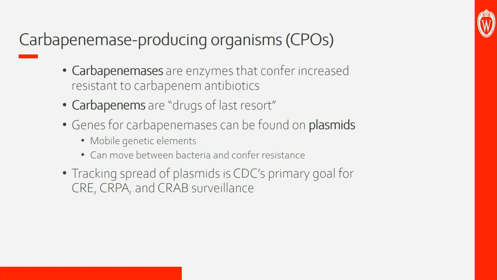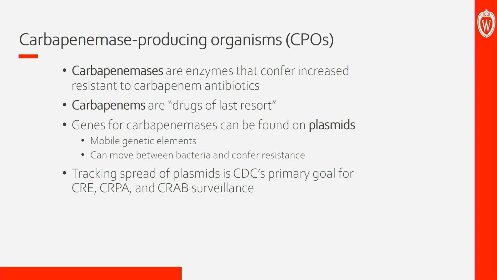And so for those first 3, the carbapenem-resistant organisms, we are specifically looking for carbapenemase-producing organisms, CPOs. So carbapenemases are enzymes that these bacteria can have. They confer increased resistance to carbapenem antibiotics, which are considered drugs of last resort. And so if these are resistant to carbapenems, they tend to be resistant to other, especially beta-lactam antibiotics, but other antibiotics, and don't have as much treatment available.